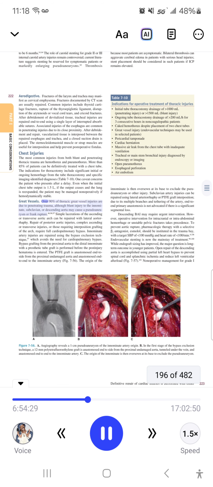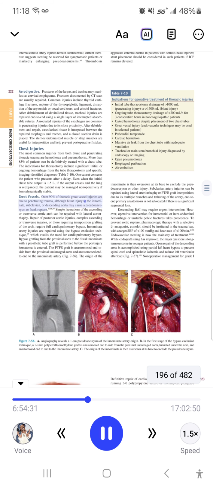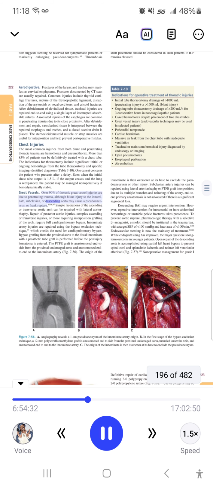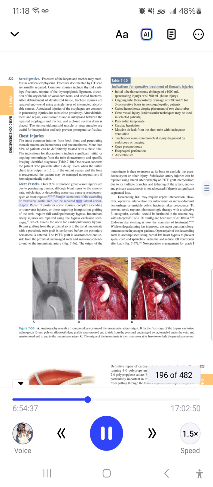Great vessels. Over 90% of thoracic great vessel injuries are due to penetrating trauma, although blunt injury to the innominate, subclavian, or descending aorta may cause a pseudoaneurysm or frank rupture. Simple lacerations of the ascending or transverse aortic arch can be repaired with lateral aortorrhaphy.